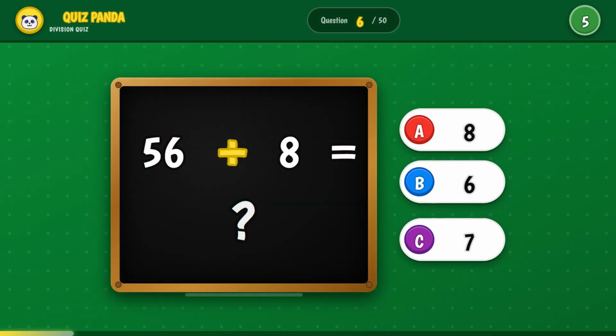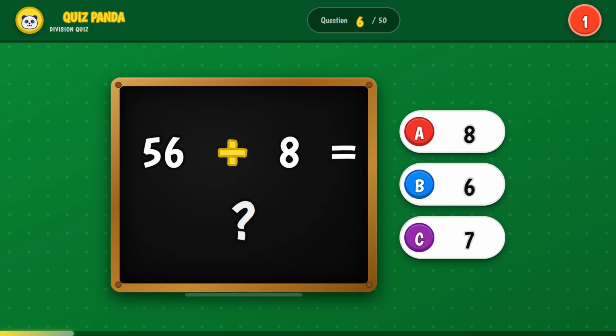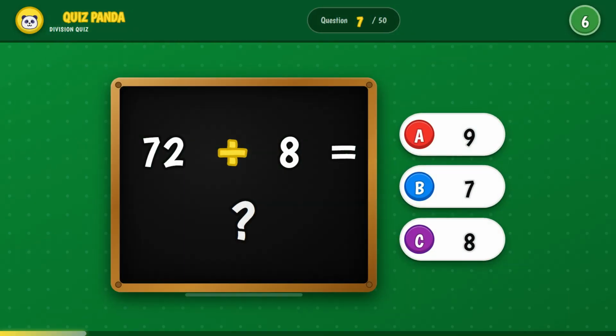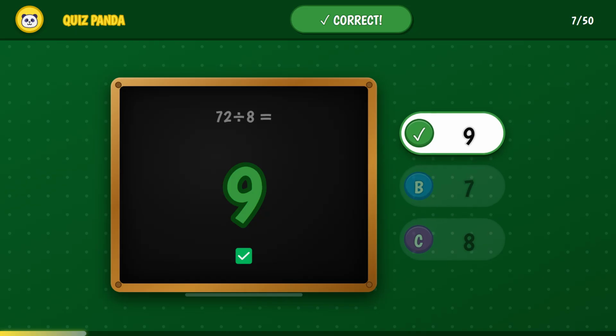Question 6. 56 divided by 8. What's the answer? The correct answer is C, 7. Question 7. What is 72 divided by 8? The correct answer is A, 9.